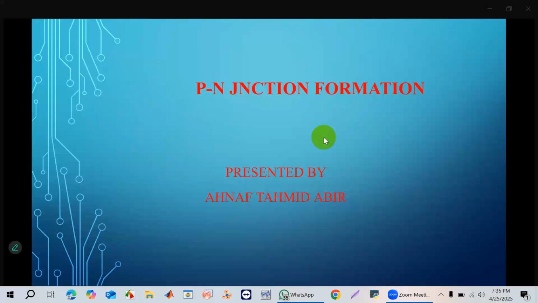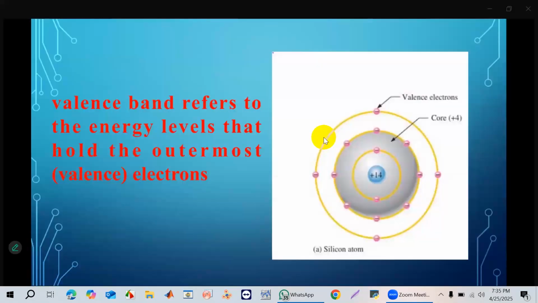Our today's lecture is on p-n junction formation. Before knowing about p-n junction formation, we have to know about the valence band first. Valence band refers to the energy level that holds the outermost electrons. In the figure, we can see that in the outermost shell there are four electrons, which are called valence electrons, and the energy level of these valence electrons is called the valence band energy level.